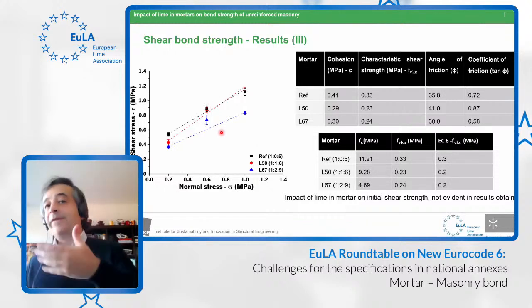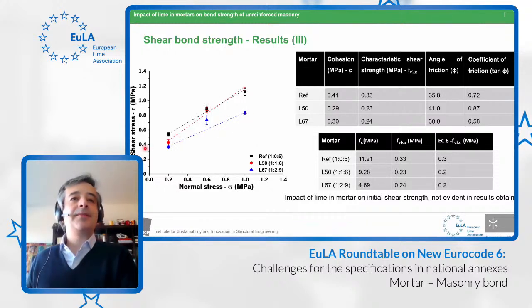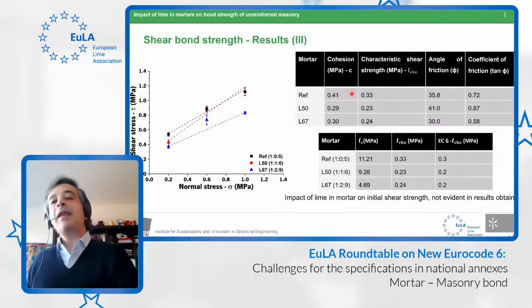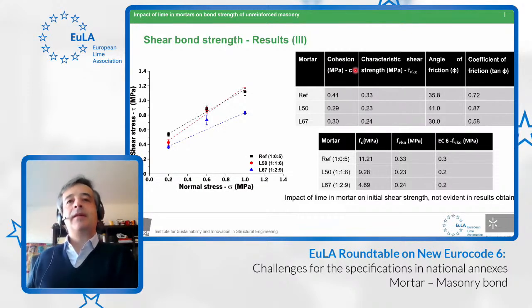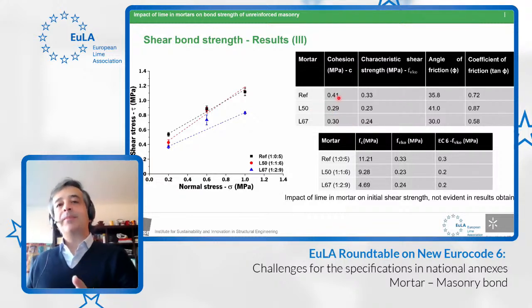So for each one of the types of mortar that we have in the masonry specimens, the regressions are shown here, but they resulted a little bit unexpected, I would say, in terms of, for example, cohesion, or you can go directly to the FBK0 that was calculated. We actually have the biggest value in reference, which was expectable, but the difference between the reference and the mortars containing lime was much bigger than initially expected.